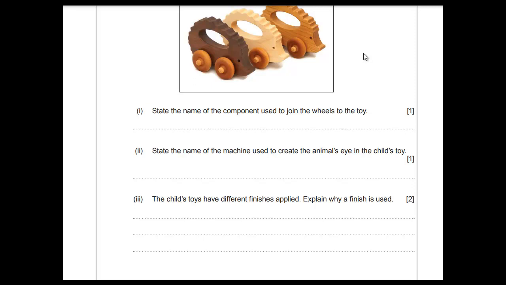Okay, the third part of the question. The child's toy have different finishes applied. Explain why a finish is used. So I'm just going to pause here for a second, just to allow you to have a think of why we would need to finish wood. In other words, why we need to apply some sort of coating to it.